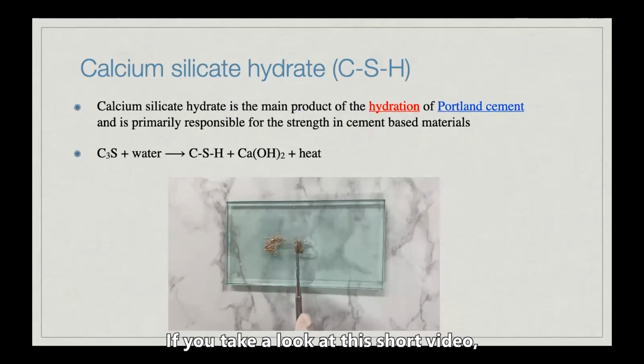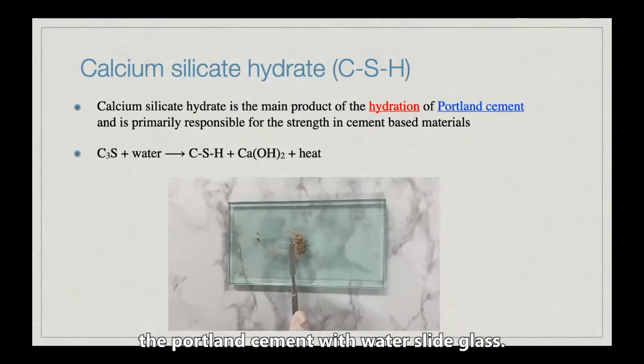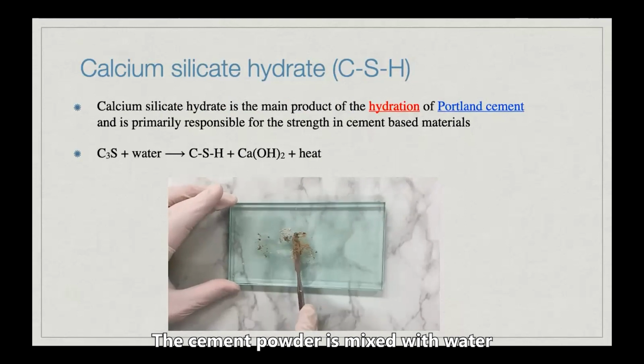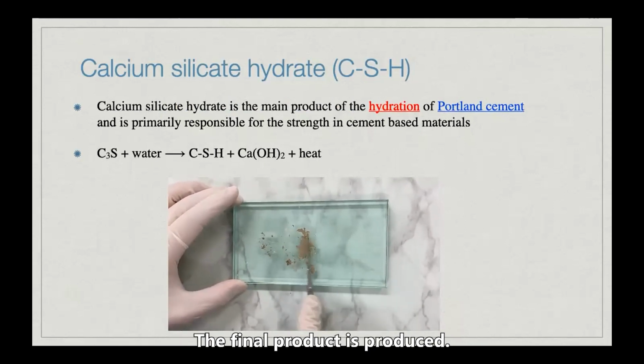If you take a look at this short video, you can find how to mix the Portland cement with water. The cement powder is mixed with water, and then calcite and calcium silicate hydrate, the final product, are produced.